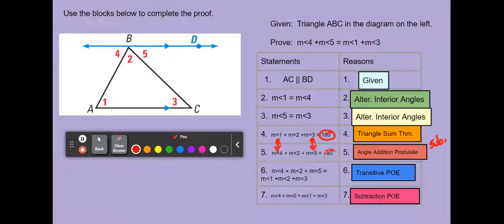Since I said both of these equal 180, I can set them equal to each other. That's transitive property. And if I get rid of that angle 2, subtract it from both sides, that's the subtraction property of equality, and that's also what I was trying to prove. All right, and again, feel free to pause this if you need to.